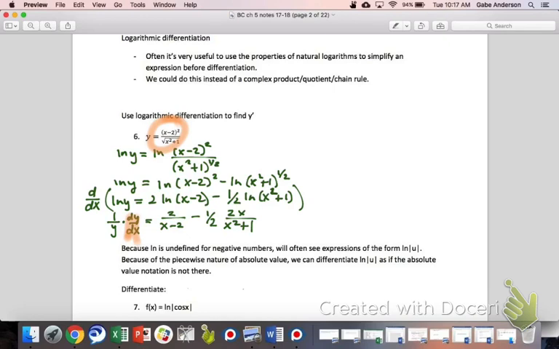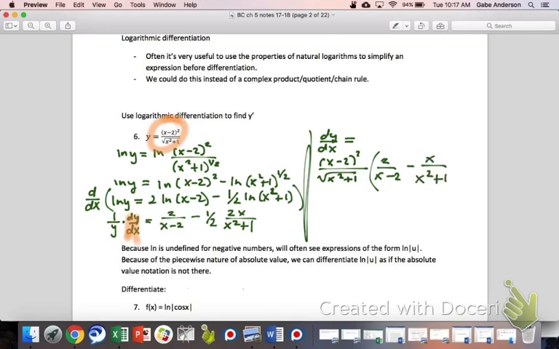Because if we don't do it that way, we'll just end up adding a step onto the end, which is fine. But I think what I would do is write dy dx equals y, which is x minus 2 squared over square root of x squared plus 1, times that whole thing we already figured out, which would be 2 over x minus 2. We could cancel those 2's. That would become minus x over x squared plus 1.